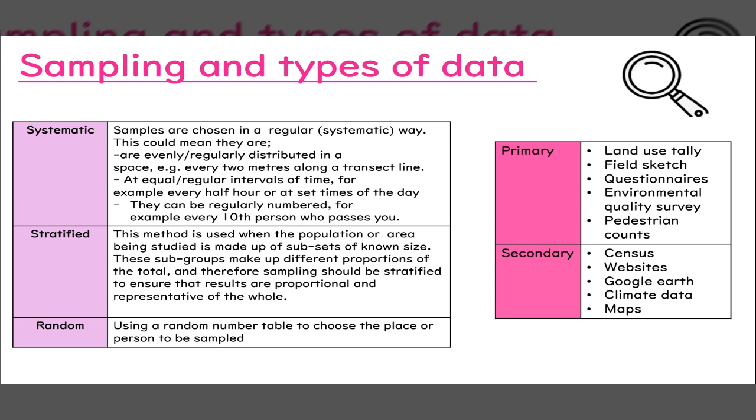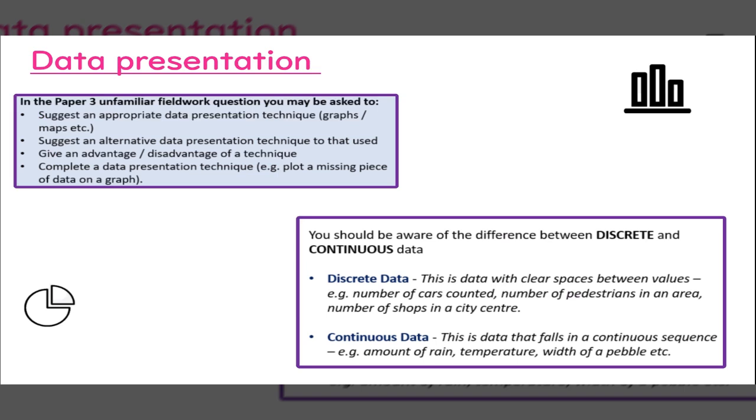When you're looking at unseen, what type of sampling could they use and what type of data could they gather? And then for your data presentation, you may be asked to suggest appropriate presentation techniques or an alternative one. They might say, how else could they present this data? You might be asked to give an advantage or a disadvantage of doing that technique. And then, like I've said previously, plotting a missing piece of data on the graph.